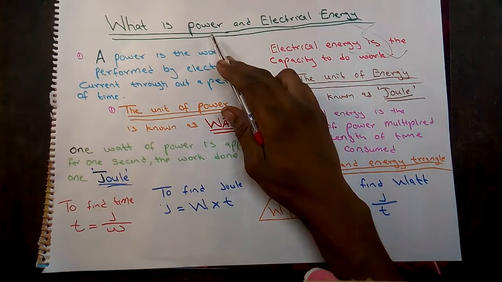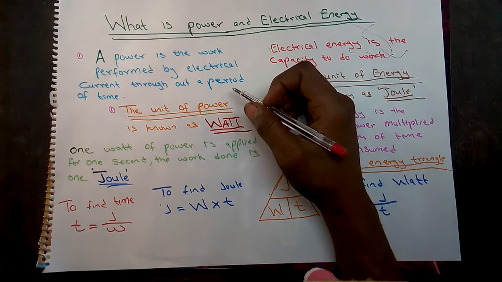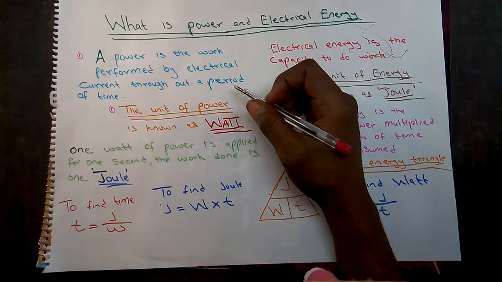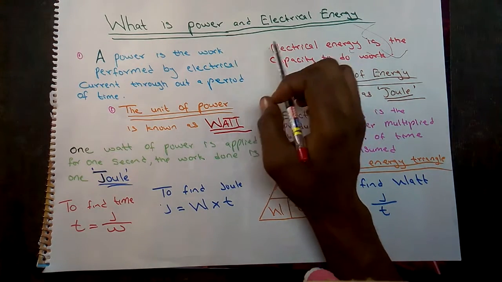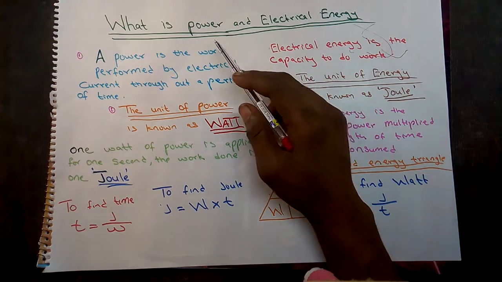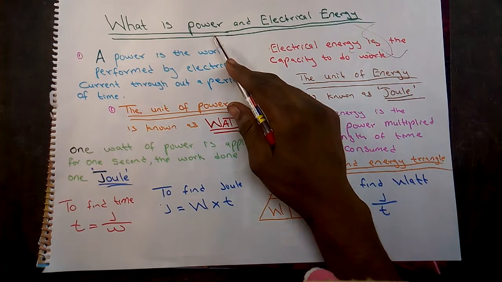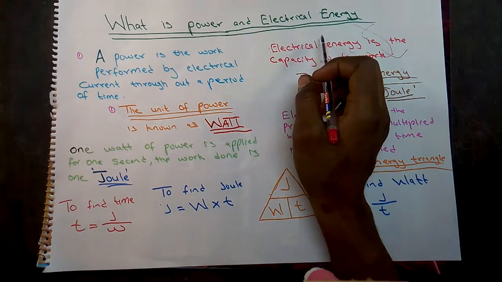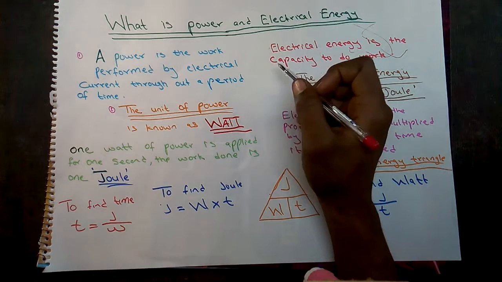When we are talking about power, we are talking about work. A lot of people used to confuse themselves using these two words, power and energy, thinking they are the same, but they are not the same. Whenever you see power, power is all about work being done. That is what power is talking about. While energy is the strength, the capacity, the strength used in performing the work.